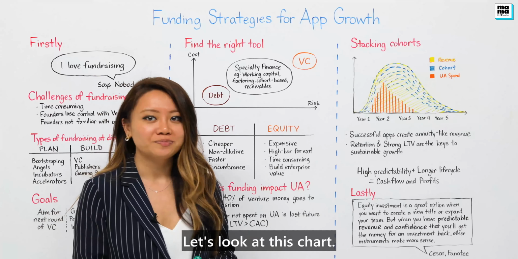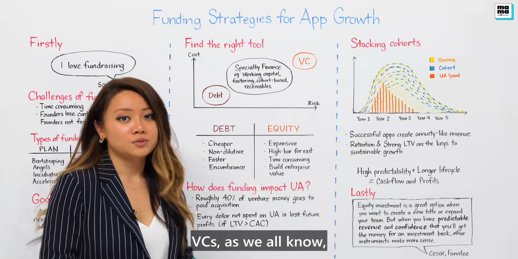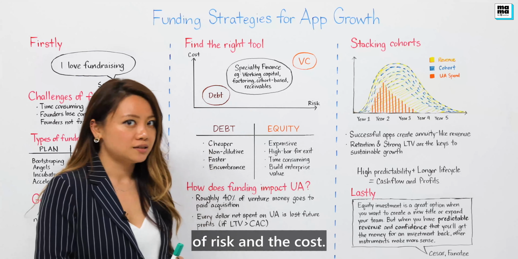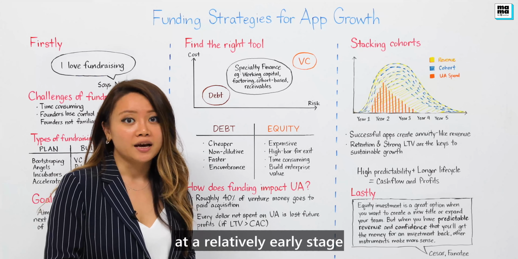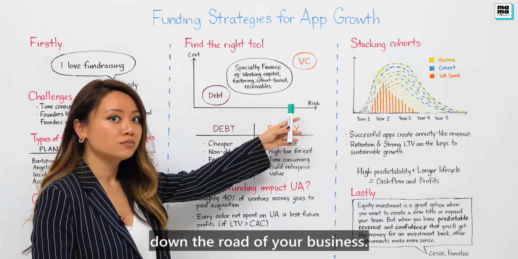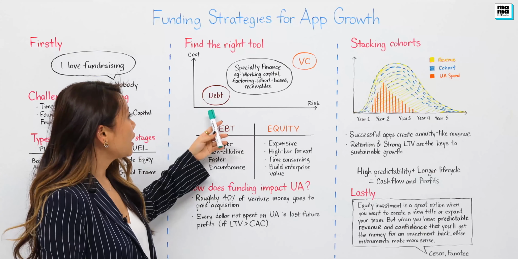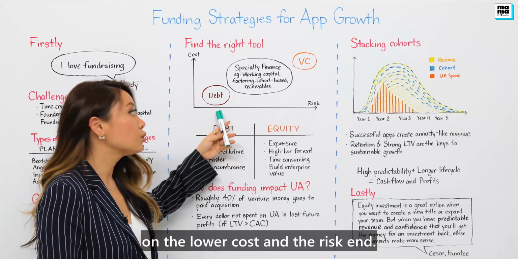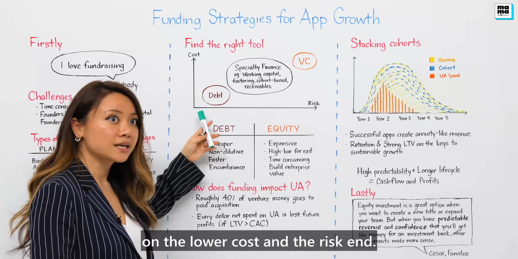Let's look at this chart. VCs, as we all know, are usually on the higher end of risk and cost. They usually come in at a relatively early stage in hope of getting a much higher return down the road from your business. And on the other side, bank debt usually is on the lower cost and risk end.